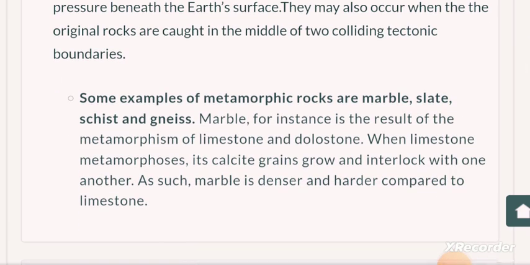Some examples of metamorphic rocks are marble, slate, schist, and gneiss. Marble, for instance, is the result of the metamorphism of limestone and dolostone. While the limestone metamorphoses, calcite grains grow and interlock with one another. As such, marble is denser and harder compared to limestone. So this is all about the types of rocks and the process of how they are formed.